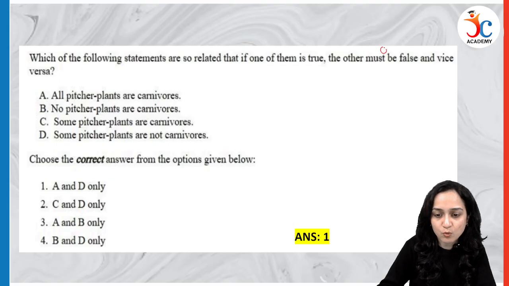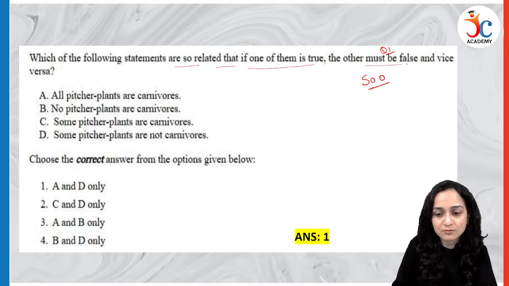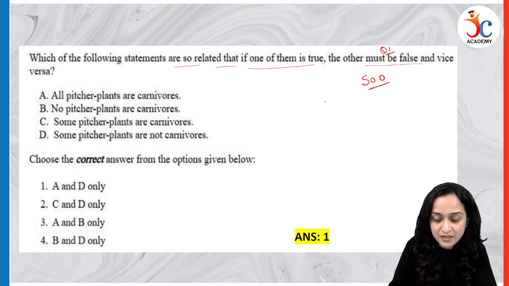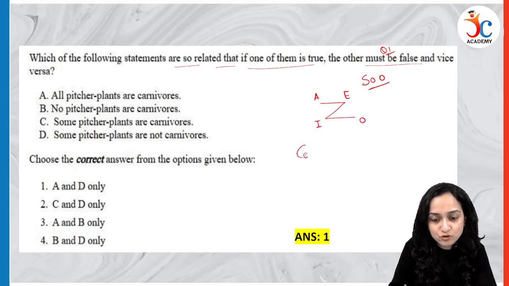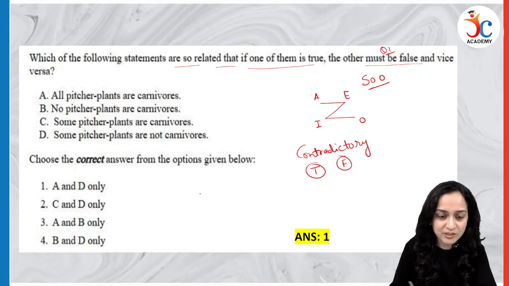Starting with question number 1, which is from square of opposition, it says if the following statements are so related, if one of them is true, the other must be false and vice versa. देखिए स्क्वायर ऑफ ऑपोजिशंस में हमारी 4 स्टेटमेंट्स होती हैं ए ई आई एंड ओ और हमें पता है जो कॉन्ट्राडिक्टरी स्टेटमेंट है it has the property that if one statement is true the other will be false and vice versa, and this is asked in the question.